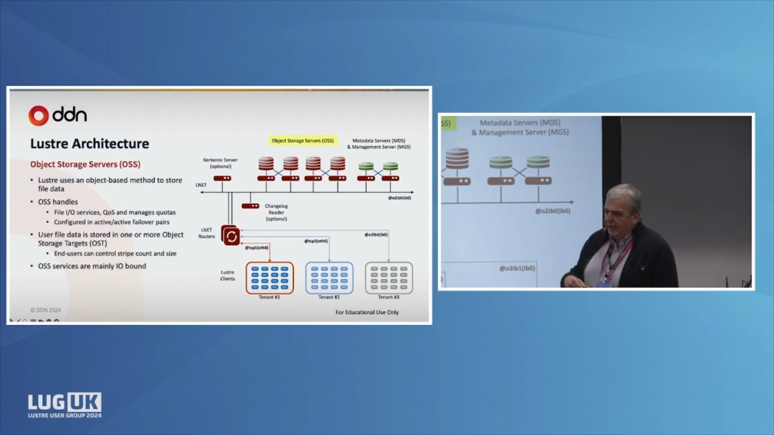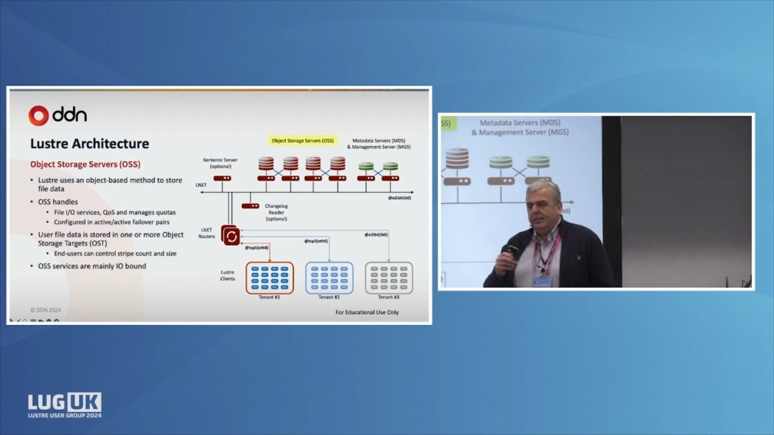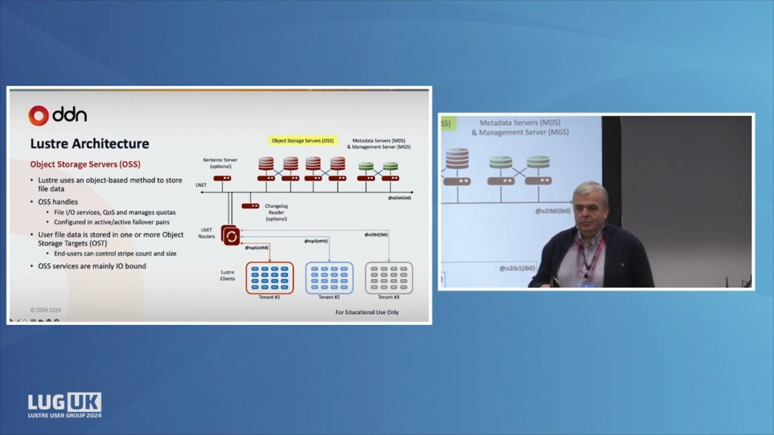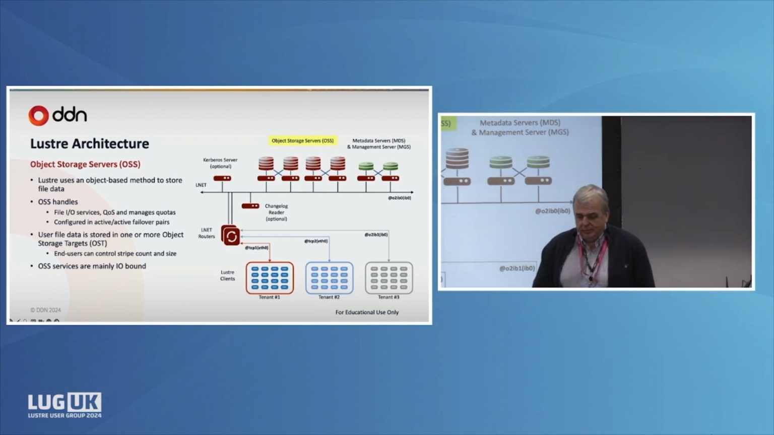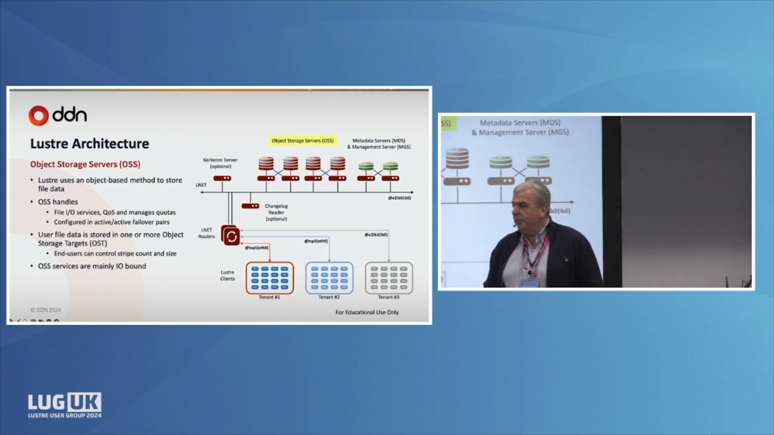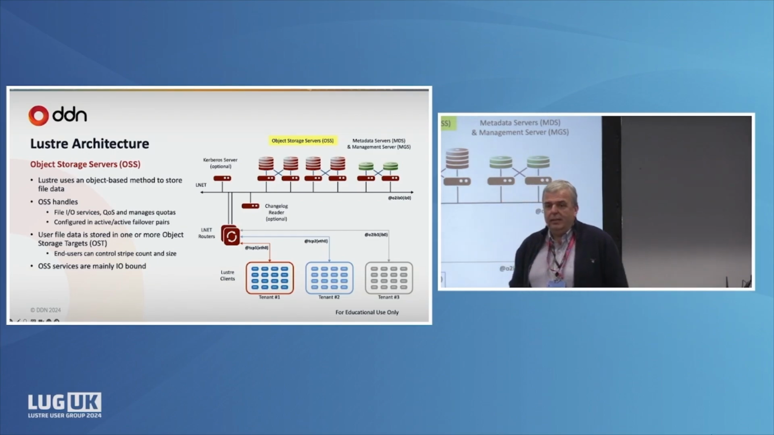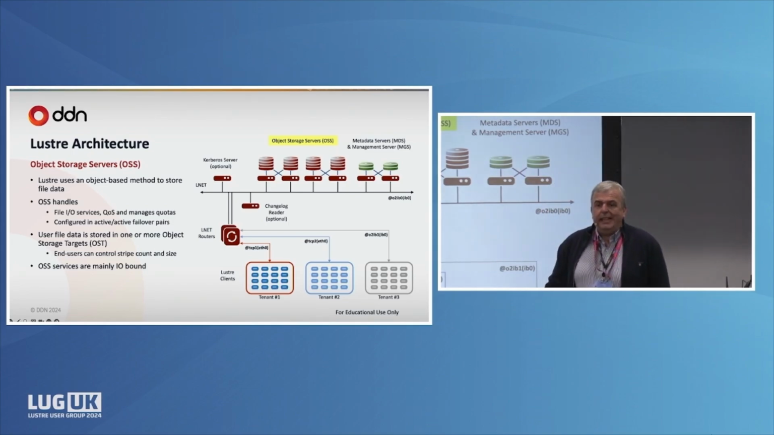So if the previous one is purely metadata, as in the name of your file, the contents of that file, whether it's 1 bit or 1 gigabyte, is handled by the object storage servers. Object storage servers, like the metadata servers, have a number of object storage targets, and that's where the data, the content of your files, is stored.